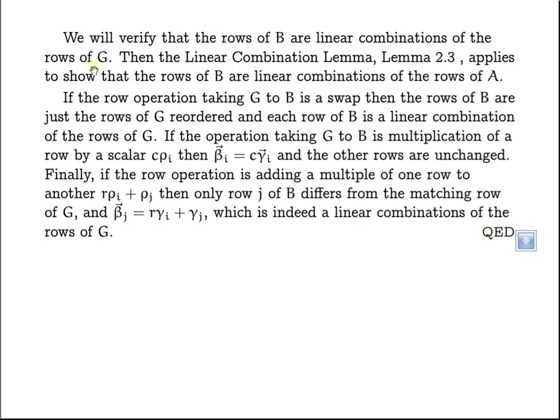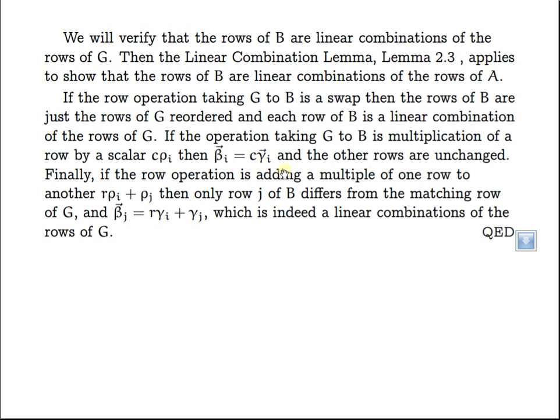Okay. All right, so here we're repeating the stuff we've shown about row operations. In fact, B is obtained from G by one of the three row operations. And each of the three row operations represents a linear combination of the rows of G. For example, if the operation taking G to B is multiplication of a row by a scalar, then the ith row of B is equal to c times the ith row of G, and the other rows are unchanged.